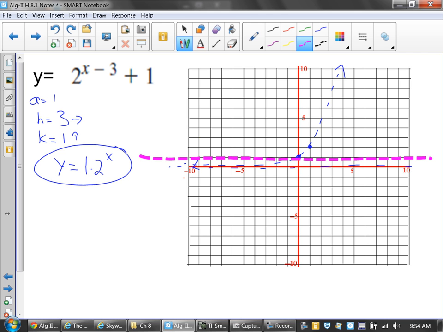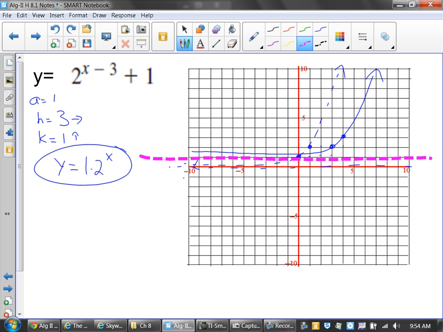If I take each of those points, go right 3, up 1. And then I have a new graph. And do you see how this wound up at 4, 3, just like we were saying? Works out just the same.